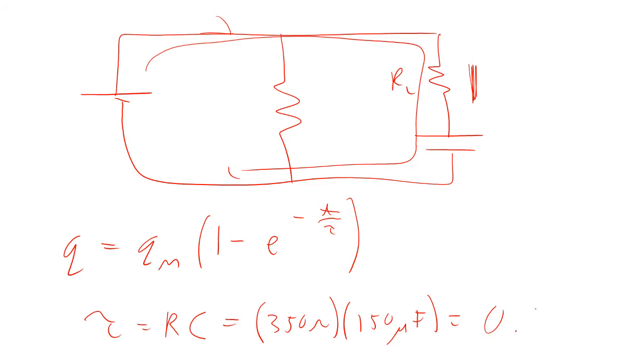So this turns out to be 0.0525 seconds. So if it's closed for a long time, how long is a long time? 10 time constants. That means for this circuit, half a second is considered a very long time. If it's fully charged, that's Q max. So if it's half charged, Q equals 1/2 of Q max.